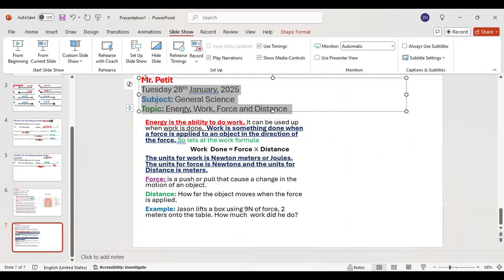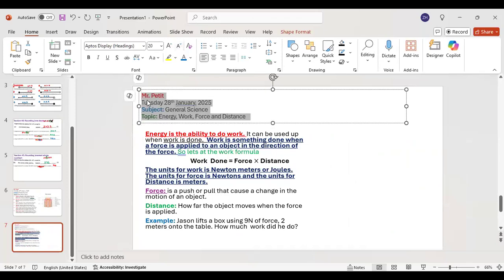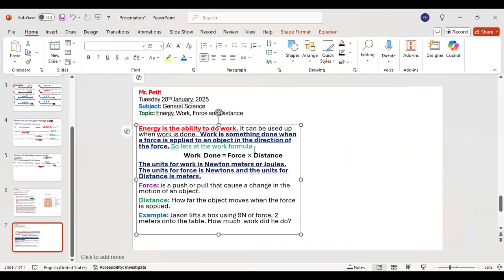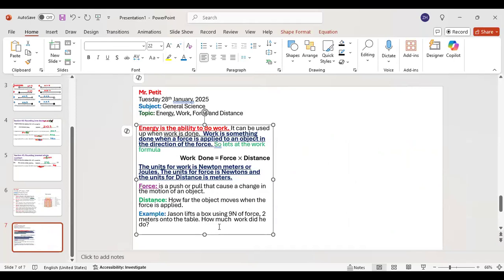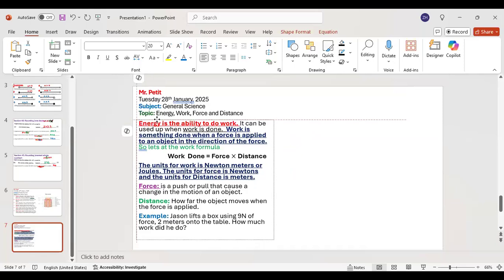So what is the formula for work? All we need to do is multiply what? The force times the distance. Very good. Multiply the force times the distance. All right. So that's how we're gonna get the amount of work done. Let me put this on the side.